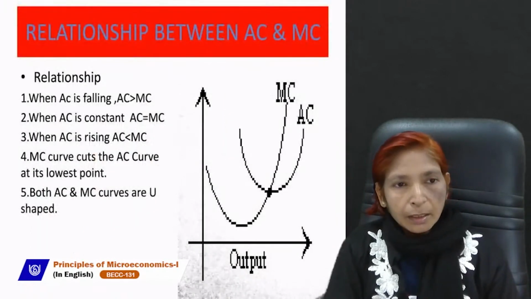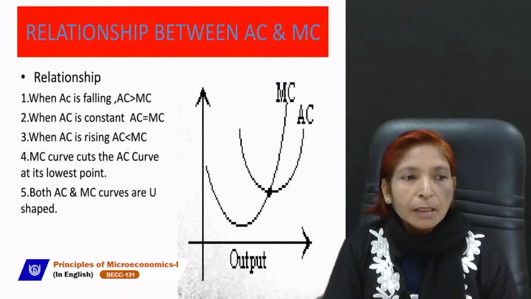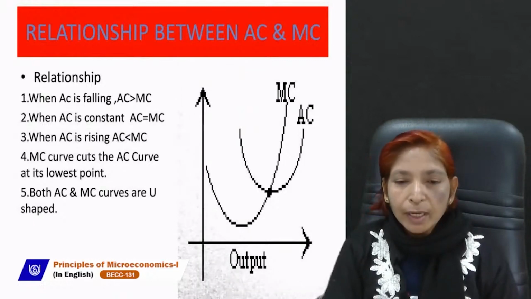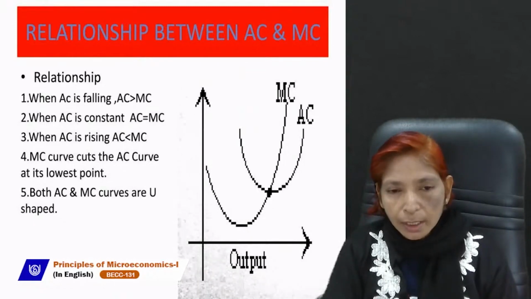Next is the relationship between AC and MC. The relationship between AC and MC is very important in this cost analysis theory.